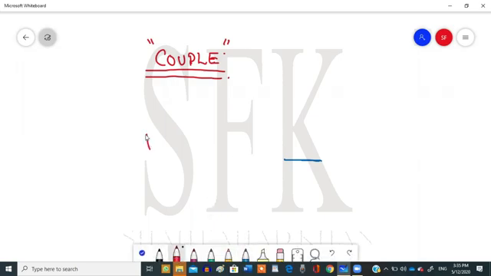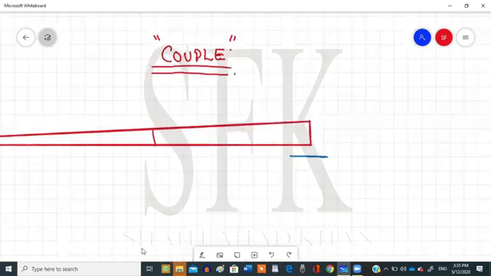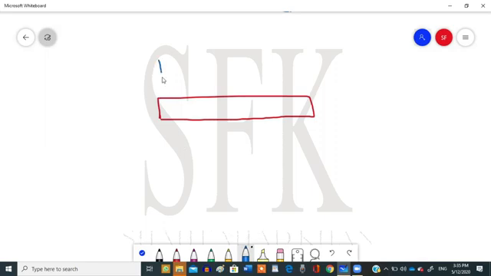Now, if I have a plank over here, and there are two forces. One acts at this end, and it's pivoted at the center. One force acts downward and has a magnitude of F. And the other force acts upwards, in the upward direction, and has the same magnitude F.